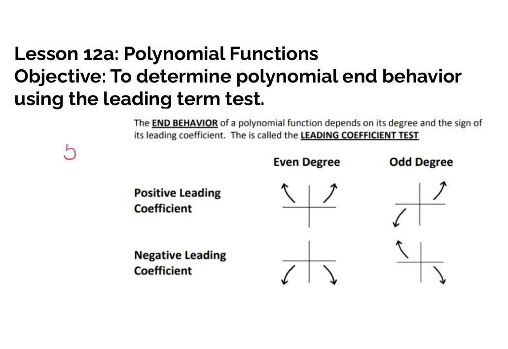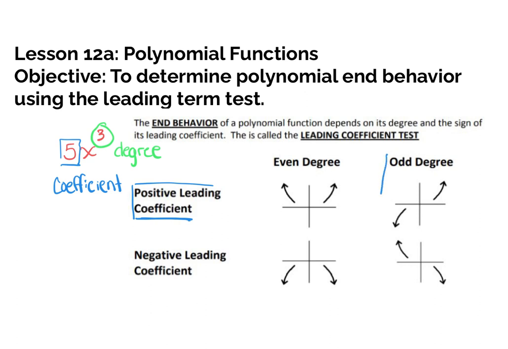If I were to have something like 5x to the third power, the 3 is your degree. The 5 is the coefficient. The leading term tells us that the coefficient is positive, so we are going to look at the first row because it's positive. The degree is 3, which is an odd number. So we are looking at this probable end behavior.